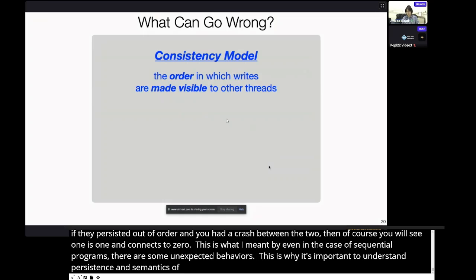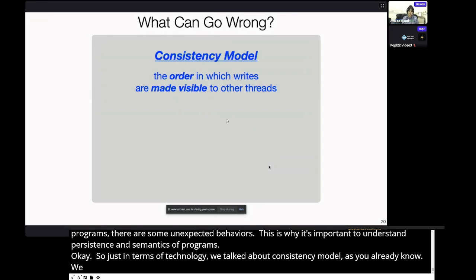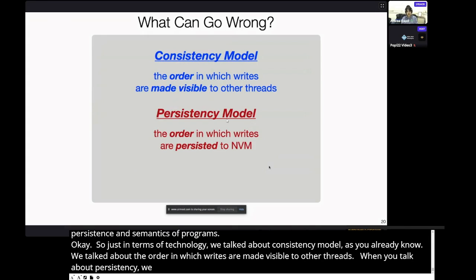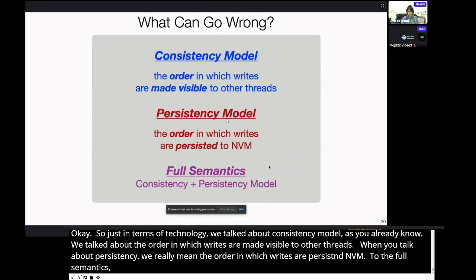Okay, so just a bit of terminology. When we talked about consistency model, as you already know, we really meant the order in which writes are made visible to other threads. Whereas when we talk about persistency, we really mean the order in which writes are persisted to NVM. So to have full semantics, we really have to talk about consistency and persistency together. And this is what we have done here.